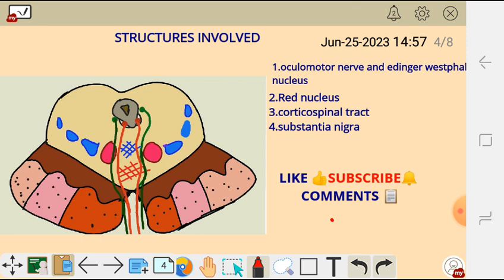So what are the structures which are involved in the lesion? One, we have the oculomotor nerve and its parasympathetic fibers, called the Edinger-Westphal nucleus or Westphal fibers. That is the oculomotor nerve, and in green we have the Edinger-Westphal fibers. Then we have the red nucleus, the corticospinal tract, and the substantia nigra.